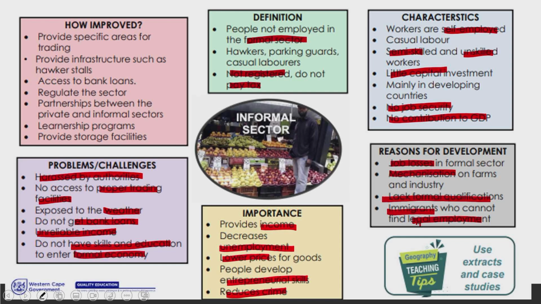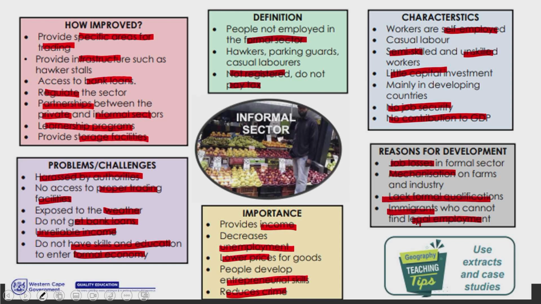How can this sector be improved? Provide specific trading areas for them, create shelters, infrastructure for them to trade. Allow them to access bank loans, regulate the sector, document who is doing what, partnerships between private and informal sectors, give them learnership programs, skills training, provide storage facilities.